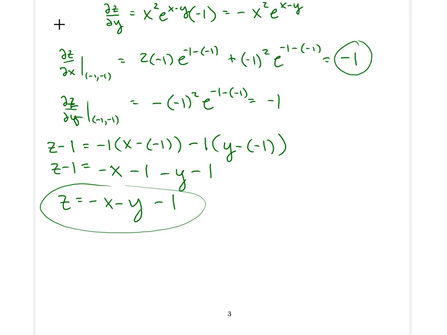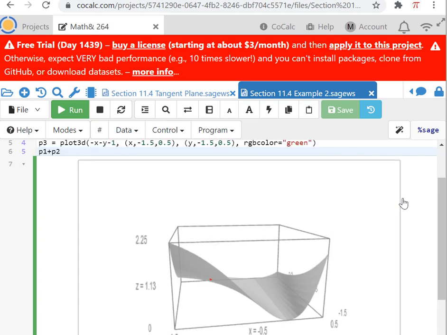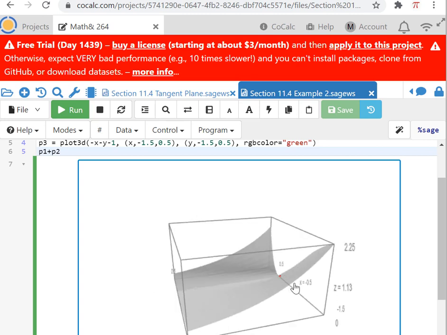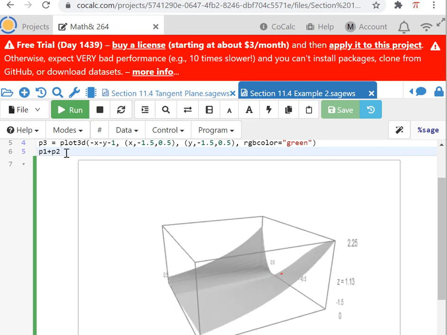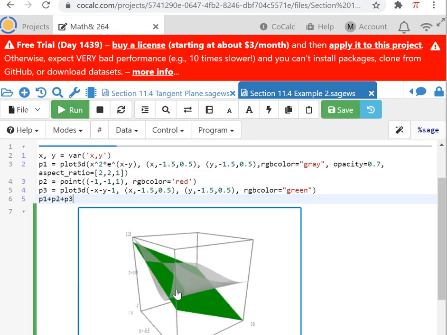And so let's just take a look at the picture of this one as well before moving on. So here's our surface. And so here's the point on our surface that we're finding the tangent plane at. And so I obviously already did this, but if I go ahead and plot that plane, here it is.